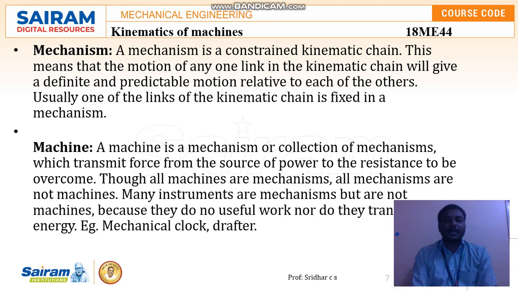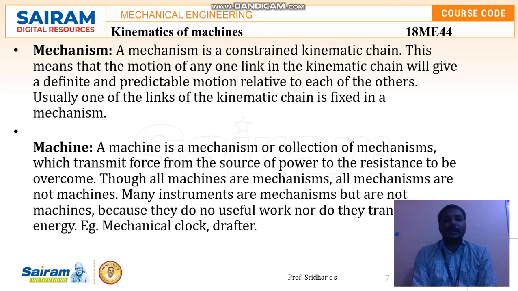As we know, a kinematic chain is a group of links having relative motion in order to transmit motion. But a mechanism is a constrained kinematic chain. This means the motion of any one link in the kinematic chain will be definite, with a particular direction, and a predictable motion relative to the others. Relative to the others means relative to the other links in that particular kinematic chain. As we know, a group of links forms a kinematic chain.